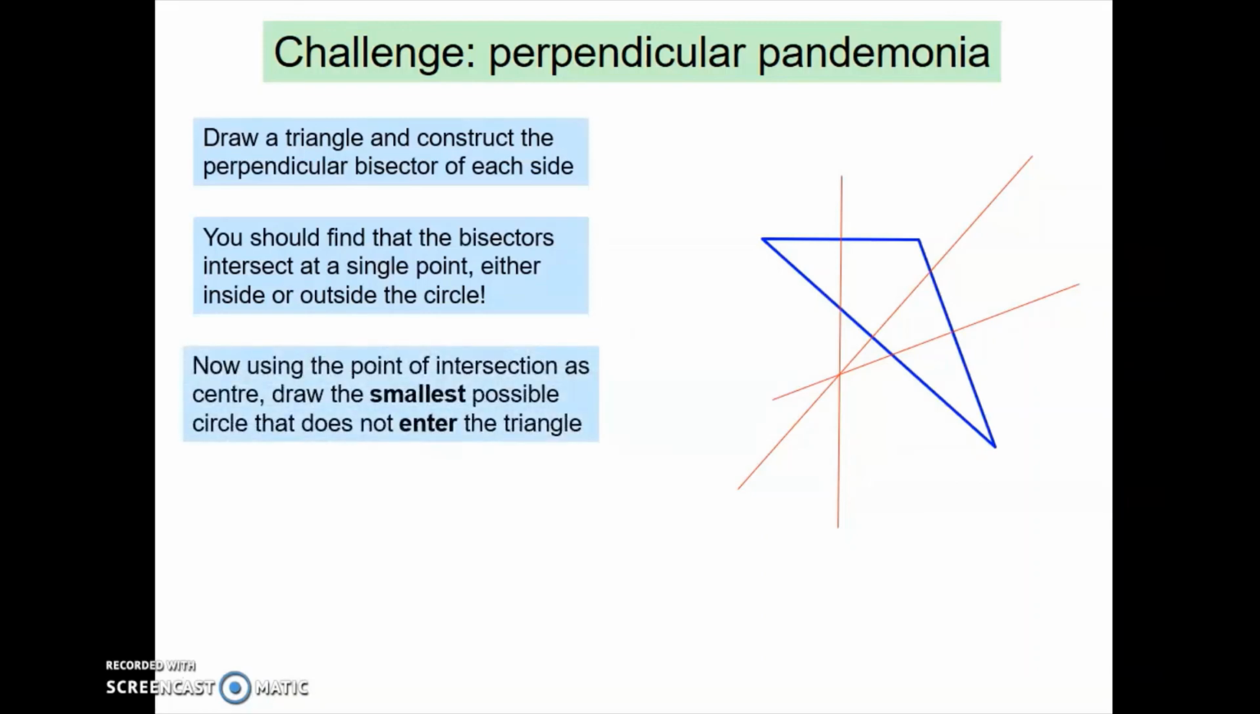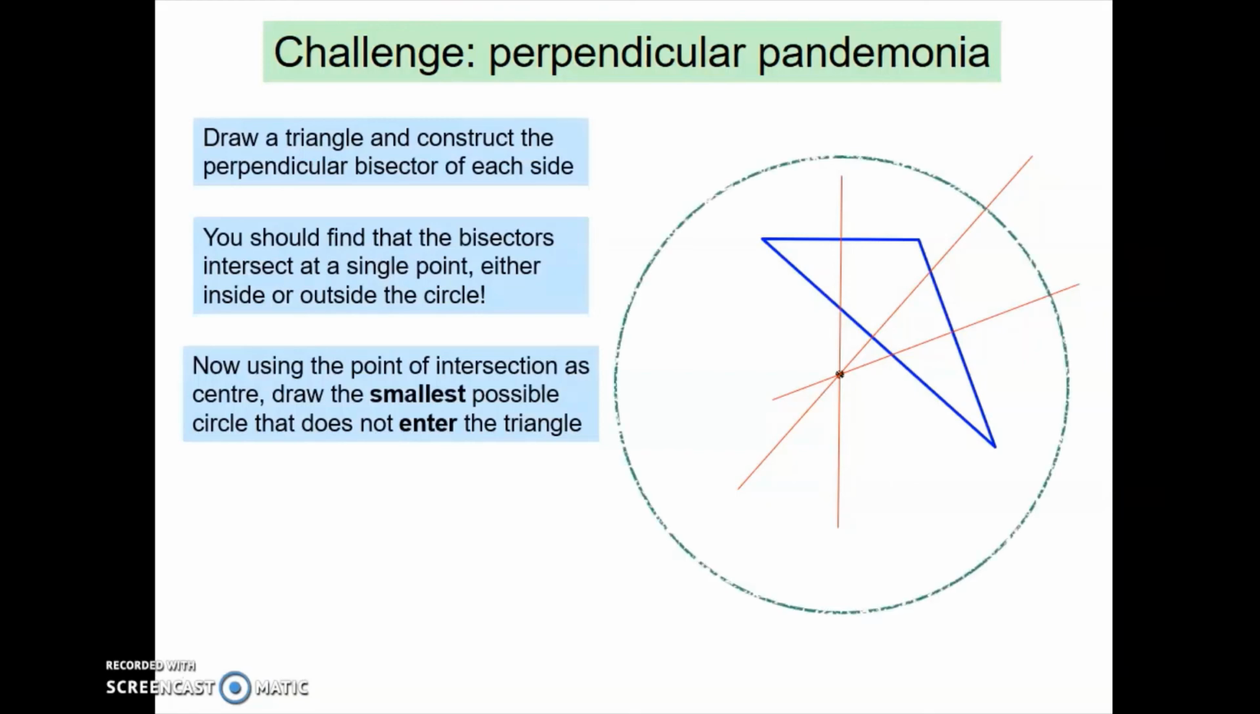So now what I would like you to do is use the point of intersection, which is this point here, as the center of a circle, and I would like you to draw the smallest possible circle that does not go inside the triangle. So here's quite a large circle, but that is not the smallest one I can have, so I'm just going to reduce it slightly.